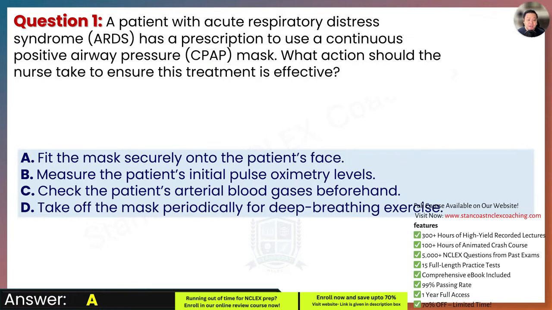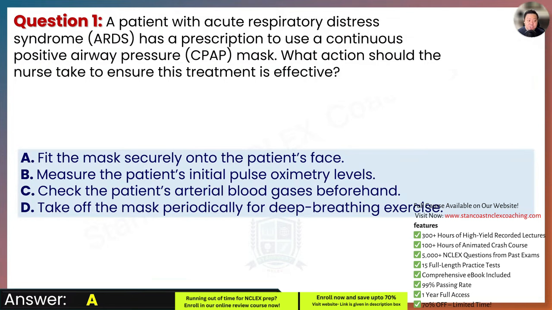Now, why is letter B incorrect here? It said measure the patient's initial pulse oximetry levels. Sure, it's very important that we obtain the baseline saturation, right? But it only helps with that condition about saturation. Monitoring is important, but it doesn't really make the CPAP therapy effective, and it's more about checking the results rather than ensuring the treatment itself is properly delivered.